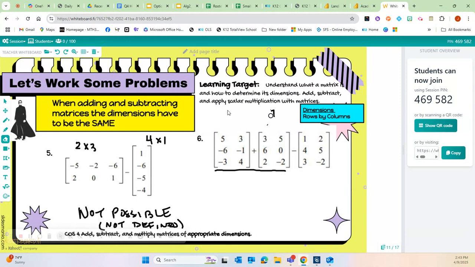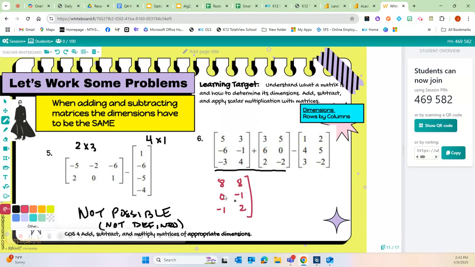So we'll start with the first 2 matrices because they come first from left to right, and the problem is asking us to add. So we'll do 5 plus 3 is 8, 3 plus 5 is 8, negative 6 plus 6 is 0, negative 1 plus 0 is negative 1, negative 3 plus 2 is negative 1, 4 plus negative 2 is 2.